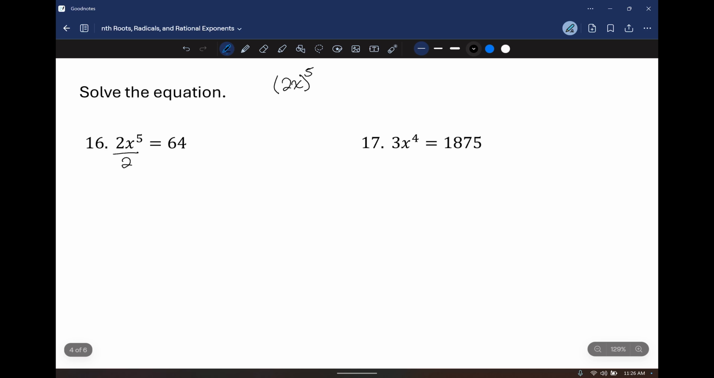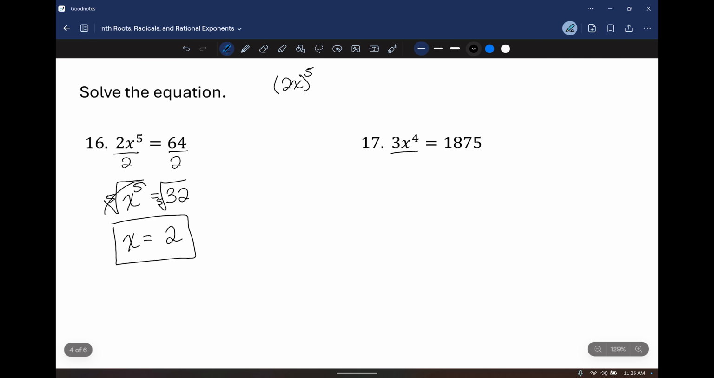So I'm going to divide by 2. x to the 5th is equal to 32. Now I can take the 5th root, and since it's an odd root, I will only have one answer. So x is equal to the 5th root of 32, which is 2.